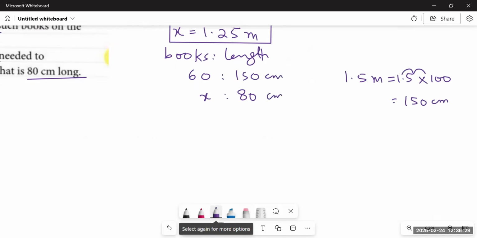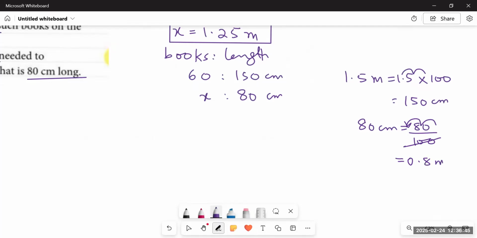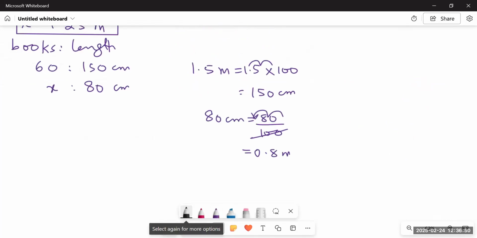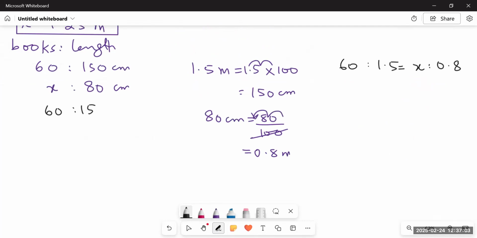Or we can convert 80 centimeters into meters. How? By dividing centimeters by 100. So if we will divide 80 with 100, the two zeros will be cut, decimal will move 2 places backwards, and it becomes 0.8 meters. In both the scenarios, in both the cases, we are going to get the same answers. Let's try to solve them using both ways. 60 ratio 1.5 is equals to x ratio 0.8. Either use this one or solve it like this. 60 ratio 150 is equals to x ratio 80.